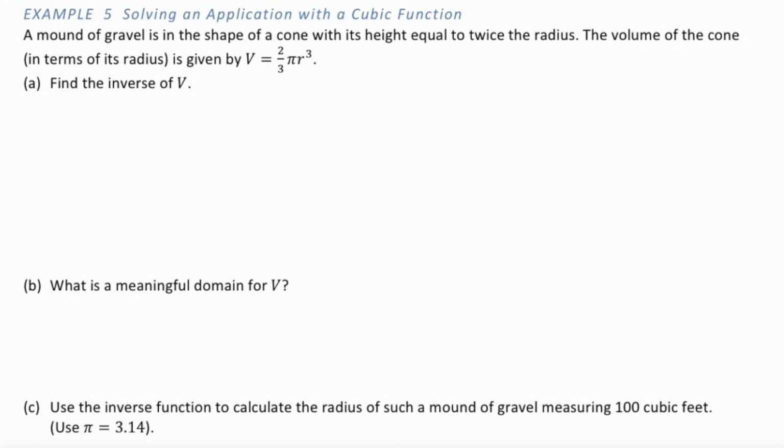Example 5, solving an application with a cubic function. A mound of gravel is in the shape of a cone with a height equal to twice its radius. The volume of the cone in terms of its radius is given by V equals 2/3 pi r cubed. Let's find the inverse of V. So I want to solve this.